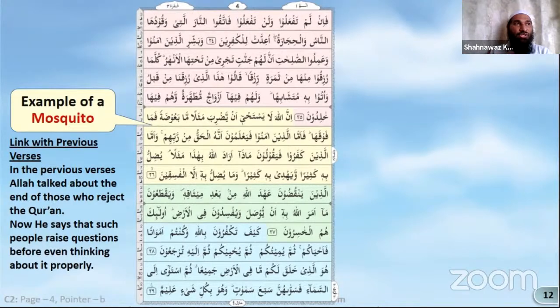Allah Ta'ala first gave the challenge and asked the disbelievers to bring an ayah like what the Quran is. Then Allah Ta'ala gave warning to the people who will not be able to bring these kind of ayats, and also He gave glad tidings to the believers, who will be inshallah given Jannah. Then going on after the challenge, Allah Ta'ala is sort of posing another example or another challenge here. So in the previous ayah, Allah talked about the people who reject the Quran, and now He says that such people raise questions before even thinking properly.